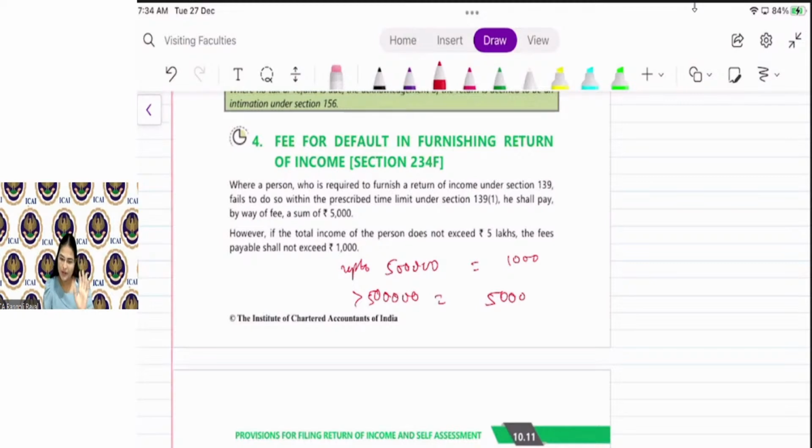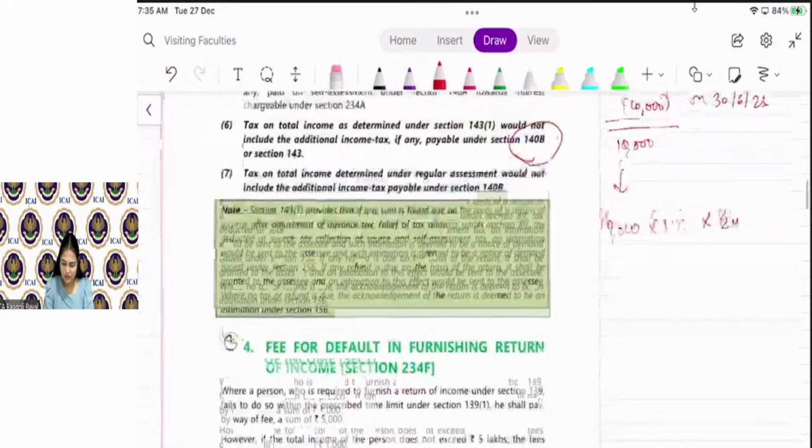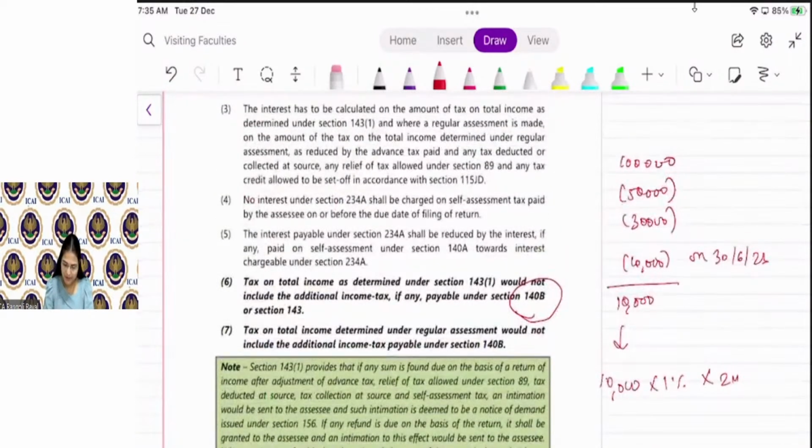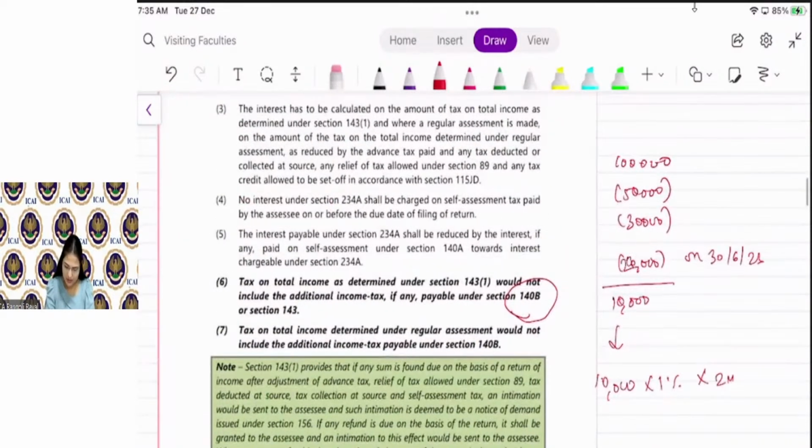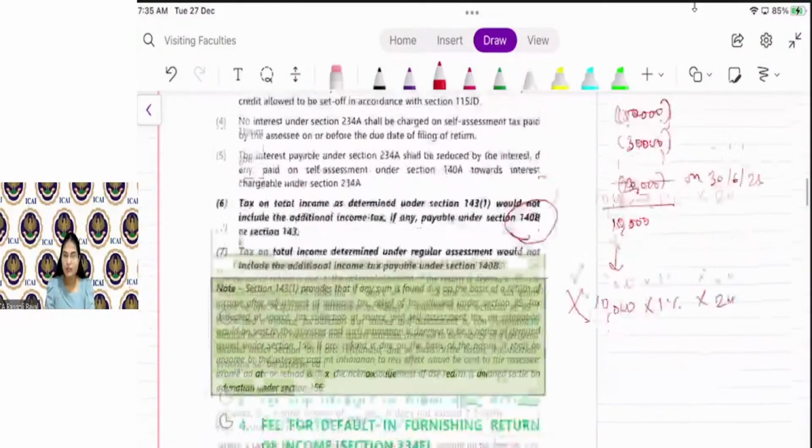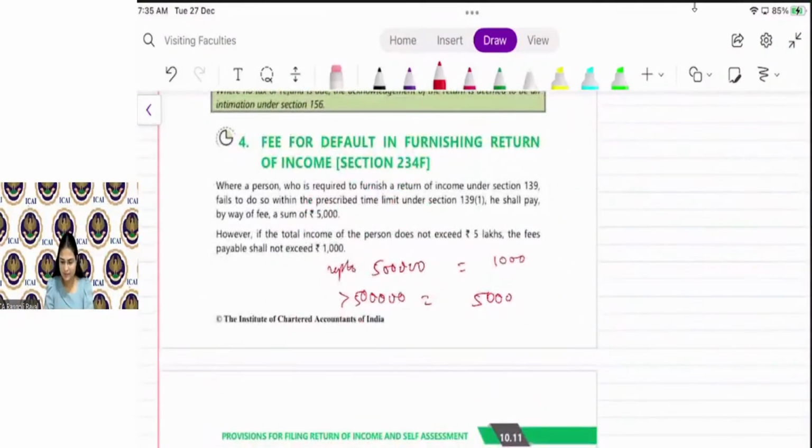If you have already paid all the liabilities before due date, then interest is not applicable because you have already paid your tax liability. But yes, late filing fees is there. So if in our case I have deposited the whole 20,000 before due date, then there is no interest. But yes, late filing fees is there.